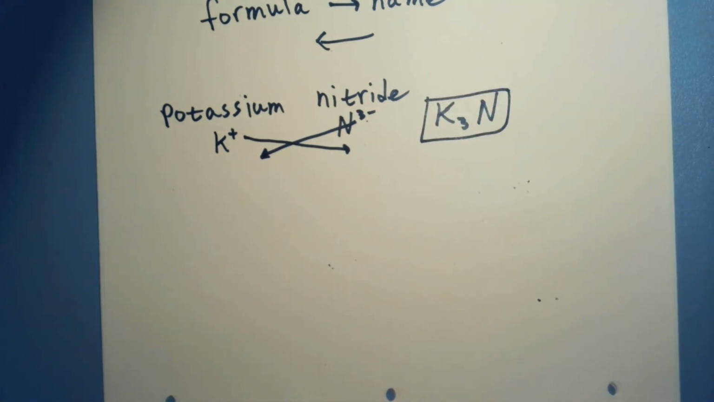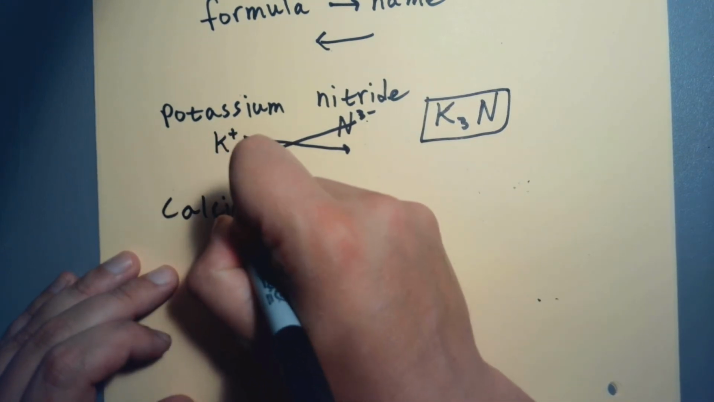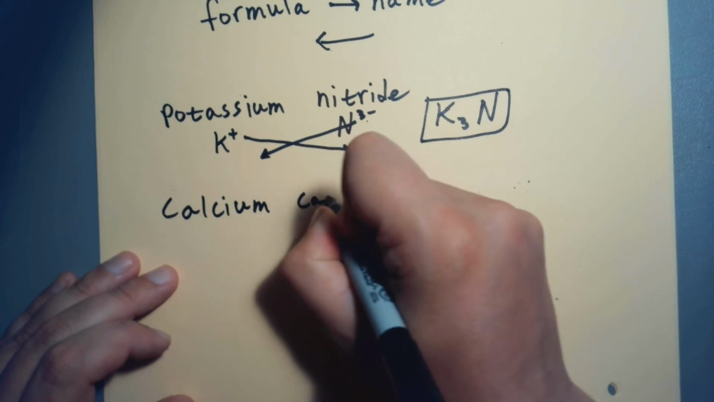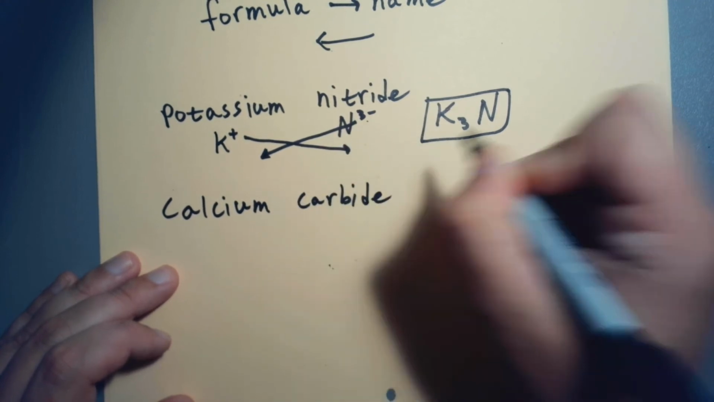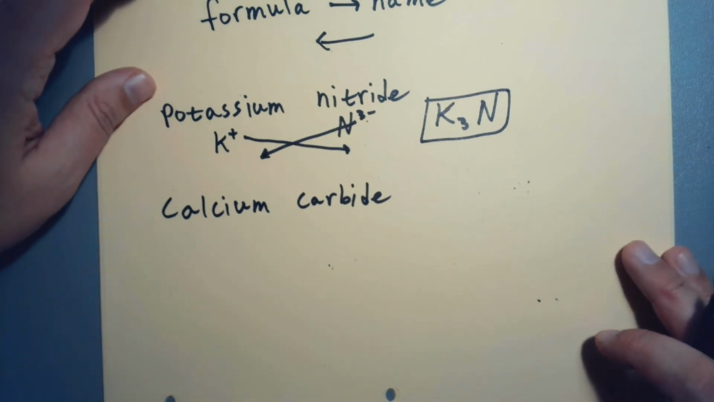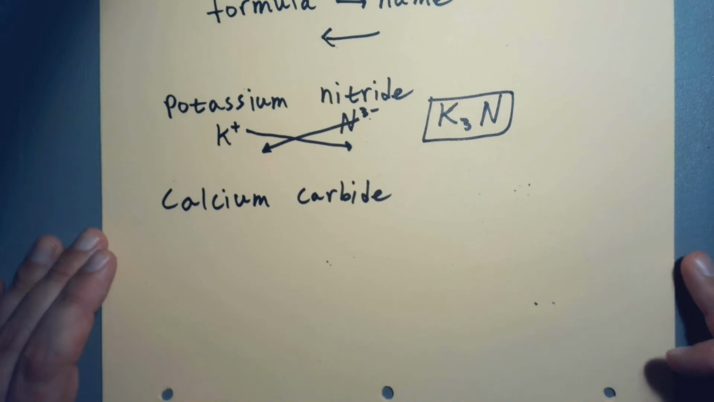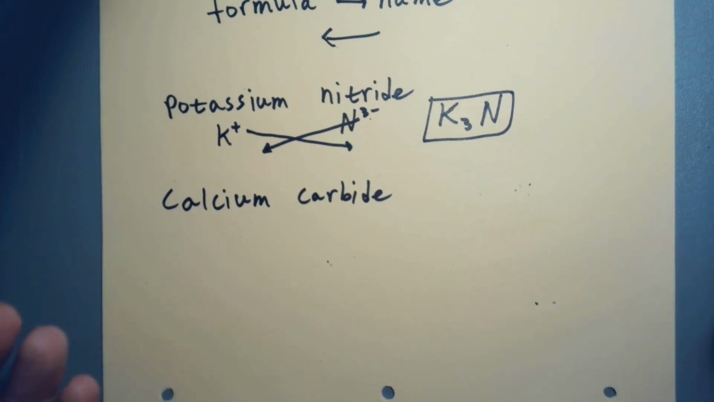So, another example here. I talked about calcium carbide before. Very reactive. You can light ice on fire with it. That's what I was talking about when I brought it up before. But what's the formula for it? What is calcium carbide? So, what do we do?